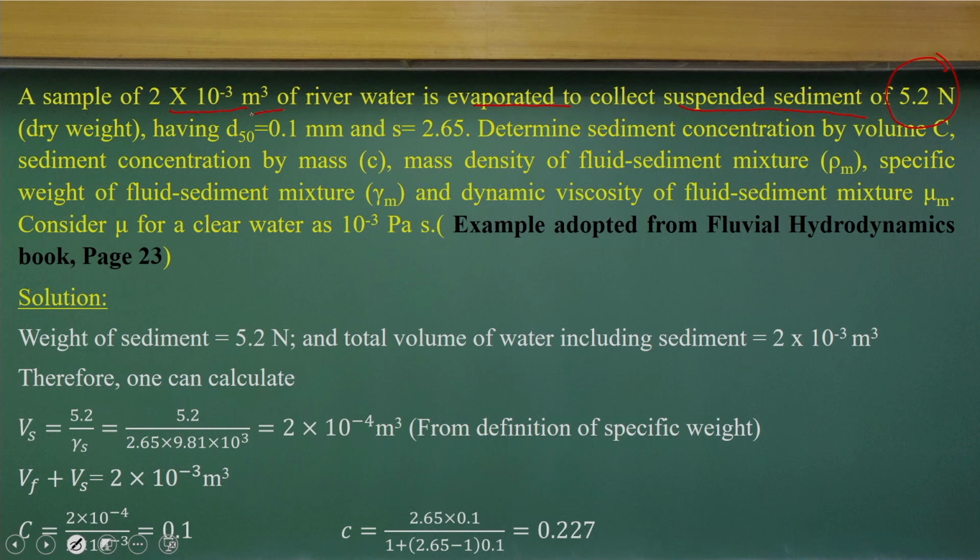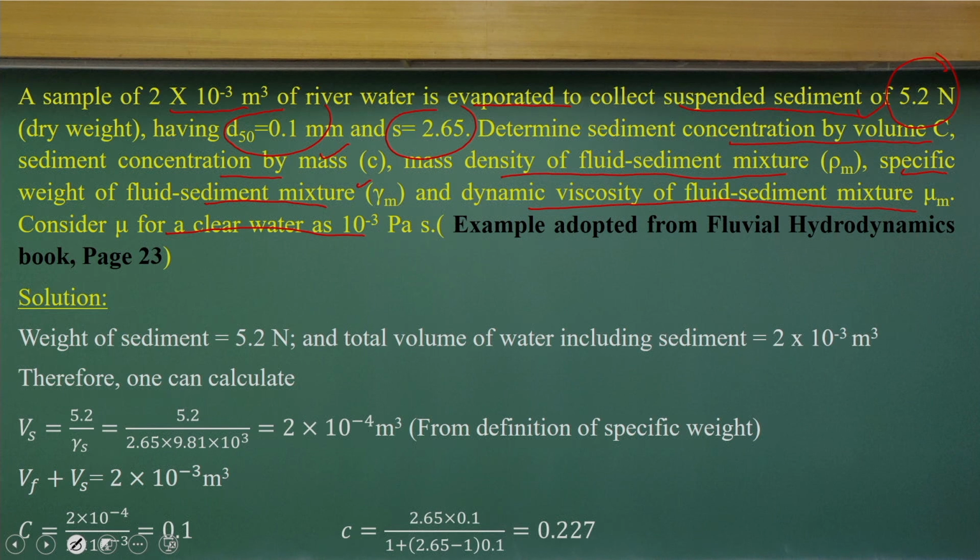Then you have the D50 value and the specific gravity S of the sediment. Then you compute the C value, that is, the sediment concentration by volume and the sediment concentration by mass. Then you want to find the mass density, the specific weight, and the dynamic viscosity of the fluid-sediment mixture, if mu for clear water is given.